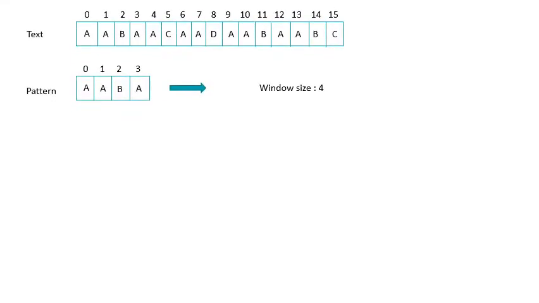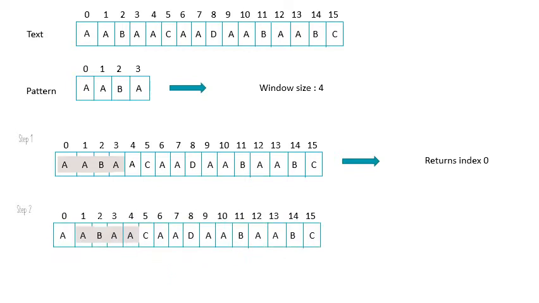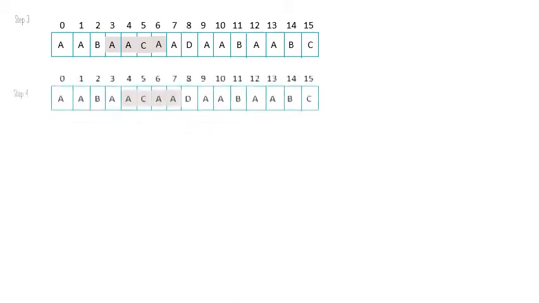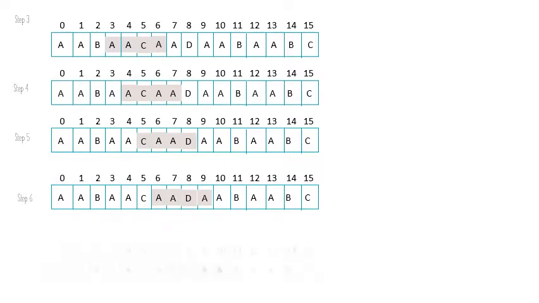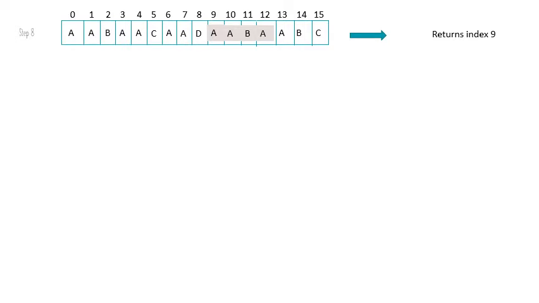As we can see, there is a text string and a pattern string. We'll take a window of size 4, which is the same size as the pattern. Now, we'll run the window over the text string starting from index 0. We'll compare every character in the window with the pattern string. If it matches, we'll return the starting index as our output, otherwise we'll move forward by one character. Then we move the window forward and again compare. If it does not match, we move forward until we reach the last window. We found another pattern at index 9, which we returned as our output.